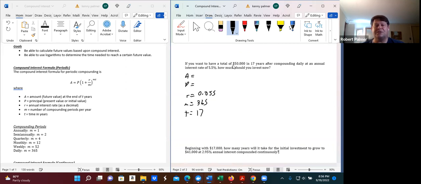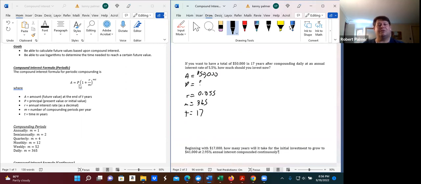So the question is, is this 50,000 the future value or the present value? It says we want to have 50,000 in 17 years. That's going to be our future value, so A is 50,000. Now the question is, what is P? If you notice, this is different. In the other examples, we knew what P was and found A, but here we're going the other way. Let's take a quick look at our formula.